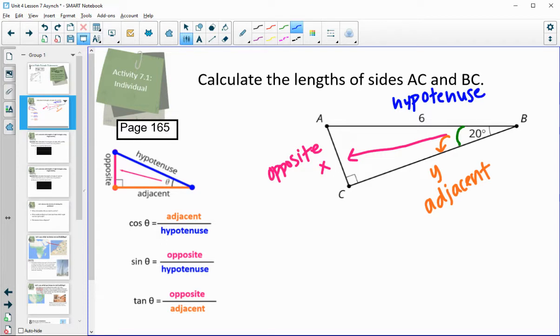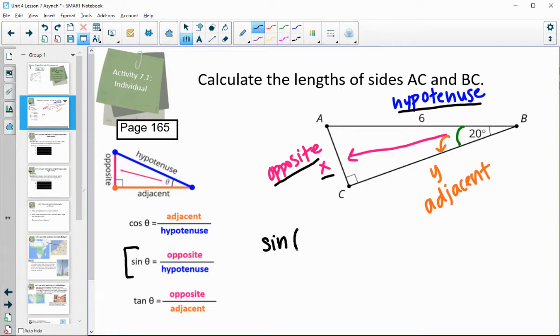Then you can decide what you're going to solve for first. Do you want to solve for X or do you want to solve for Y? I'm going to solve for X first. X is the opposite side and I have the hypotenuse. So I look for those two words, opposite and hypotenuse, and I see it here in the sine function. So we're going to set up a sine function.